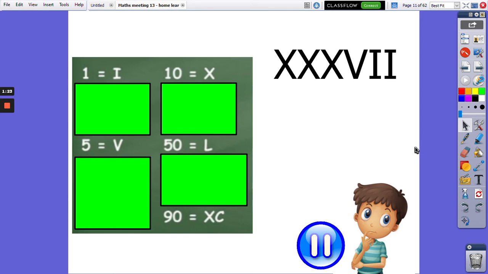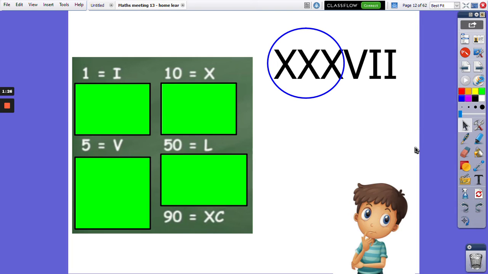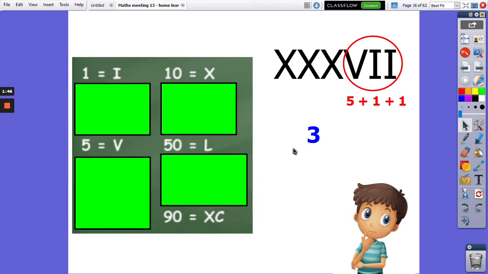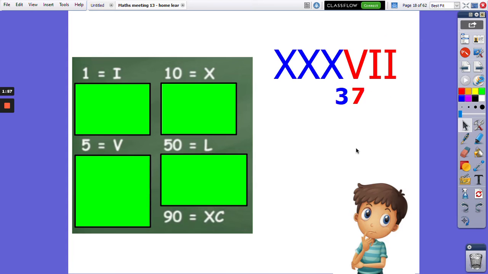Okay, so did we get it? Let's have a look at our tens number first. That's XXX. Well, X is 10, so XXX must be 10 plus 10 plus 10, which is 30. That's a 3 in the tens column. Let's look at our ones column now. We've got VII. That's a 5, a 1 and a 1. 5 plus 1 plus 1. Remember, because these ones are on the right side of the 5, it means we have to add them. 5 plus 1 plus 1 is 7. XXXVII is 37. Well done if you got that one correct.